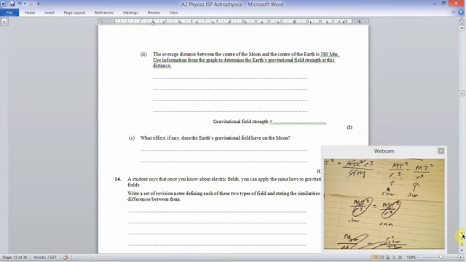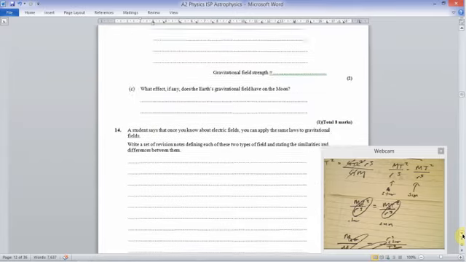What effect, if any, does it have on the Moon? The Moon maintains its orbit around the Earth. That gravitational force is what is keeping the Moon in orbit, rotating around the Earth. So that is providing a centripetal force, and therefore this keeps it in circular motion. Any of those ideas will get that mark.